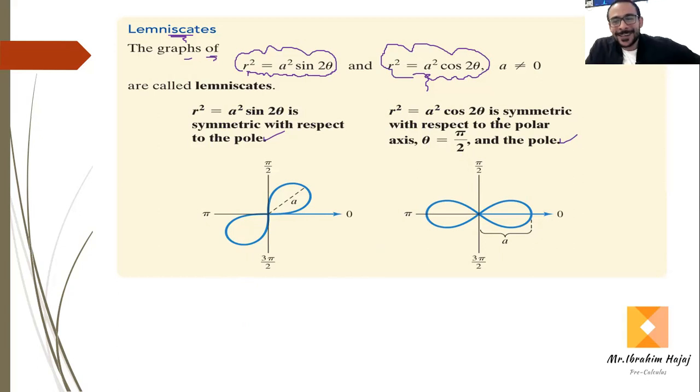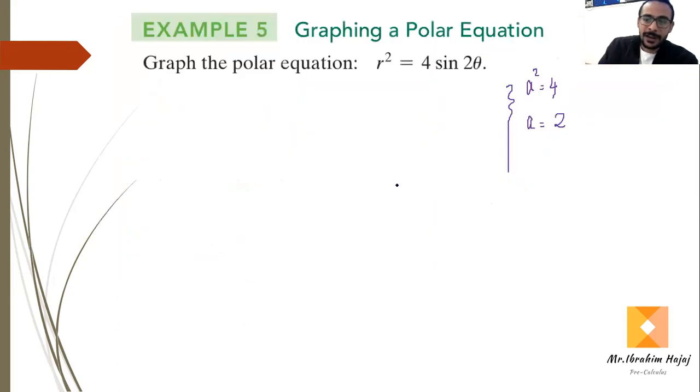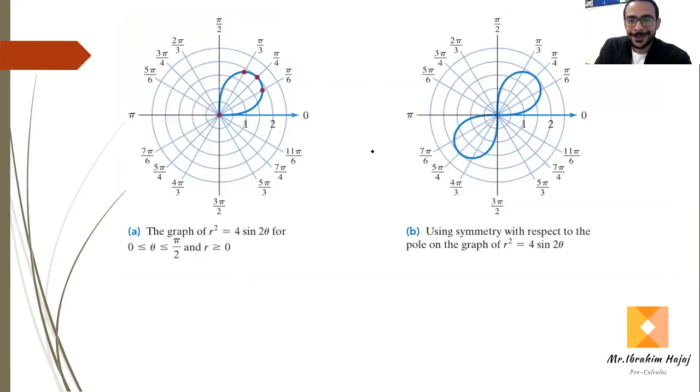r squared equals a squared cosine 2 theta is symmetric about the pole and the polar axis, as we said. And here the a, that's it. It's graphic, Yusuf. So a is 2 not 4. Make sure, guys, that it's 2, not another number.